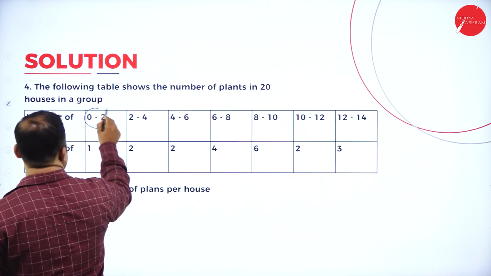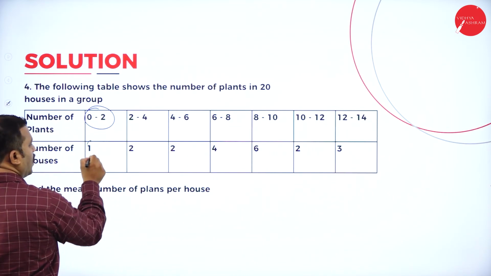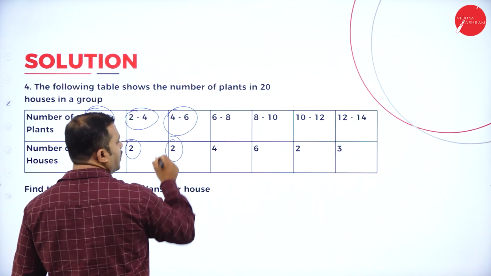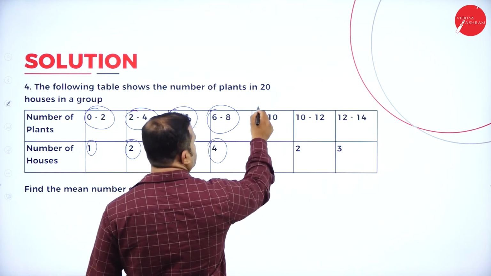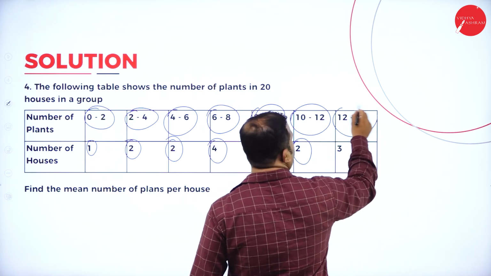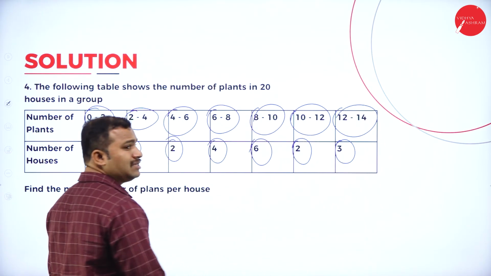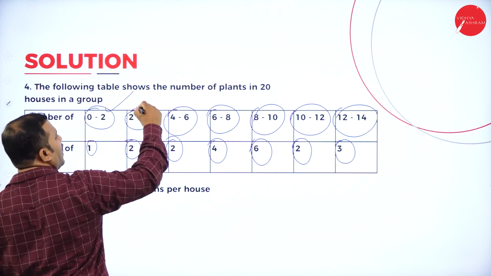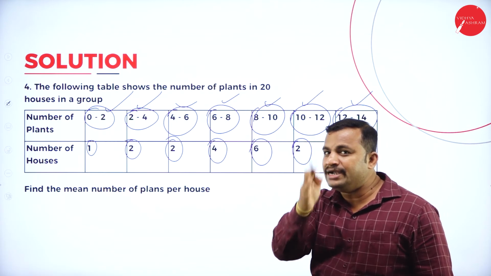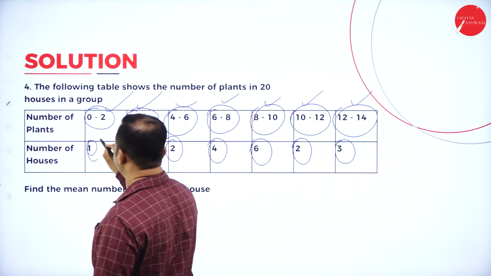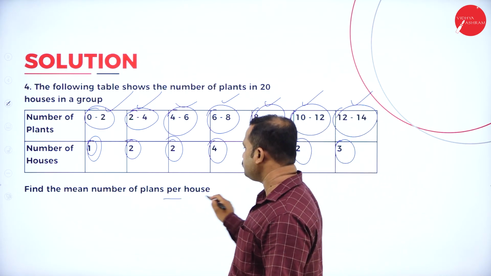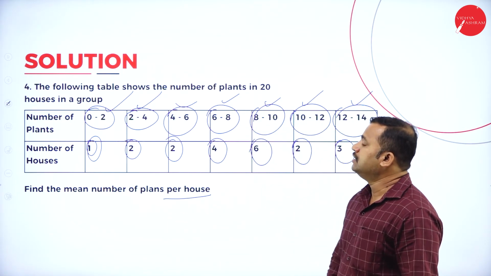Please see the table here. We have a range of data items. 0 to 2, we have 1 item. 2 to 4, we have 2 items. 4 to 6, we have 2 items. 6 to 8, we have 4 items. 8 to 10, we have 6 items. 10 to 12, we have 2 items. And 12 to 14, we have 3 items. That means, what is the range? What is the interval I am considering here? That is, the analysts will set their intervals to find out the frequency distribution and to find out the mean of the frequency distribution. Plants per house.